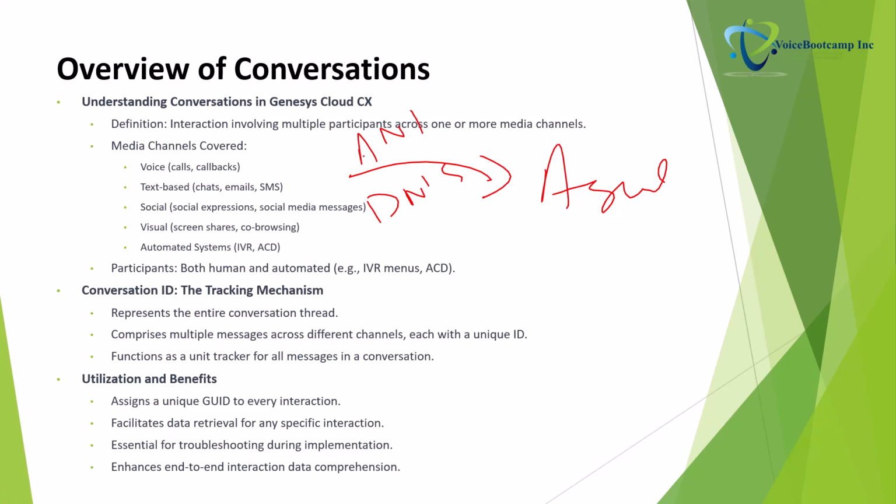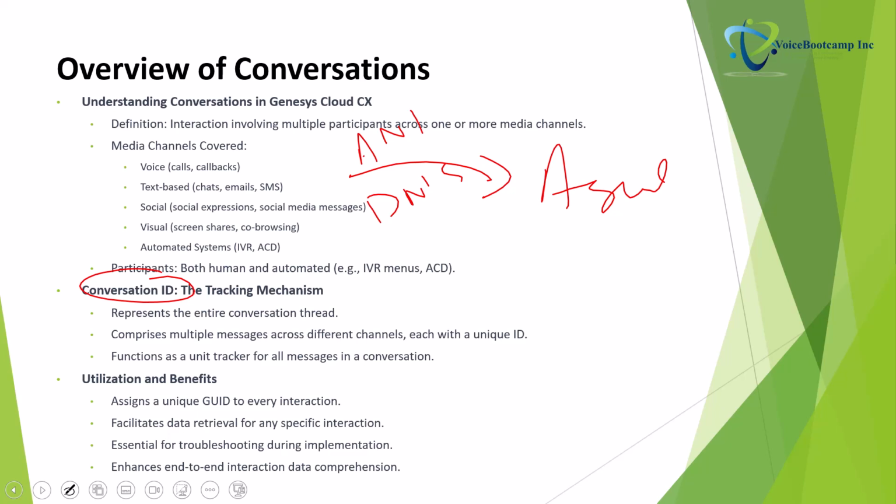Every call that comes in will have what we call a conversation ID, which is basically a tracking mechanism. A conversation ID represents the overall conversation. Now you can do a search based on the conversation ID. You can use the API to pull the records about the conversation ID, etc.